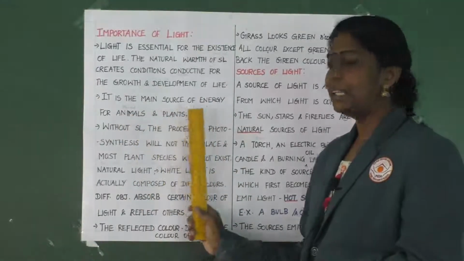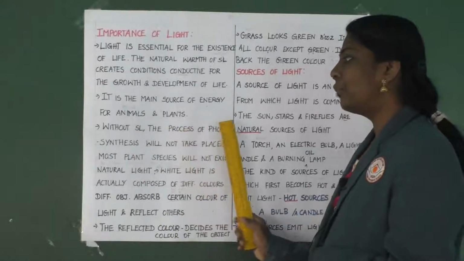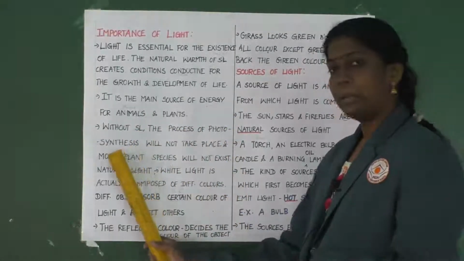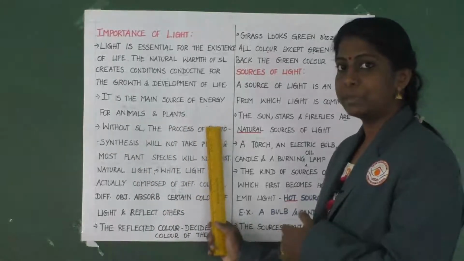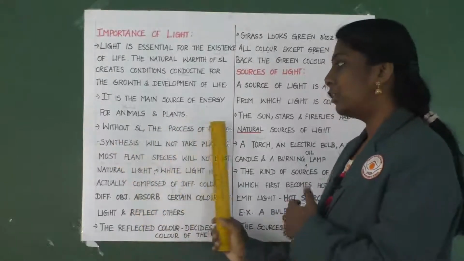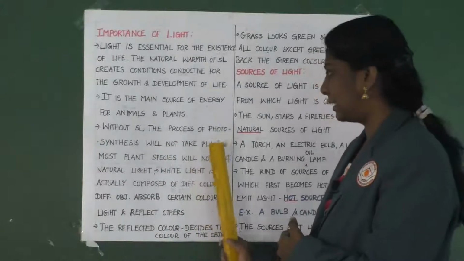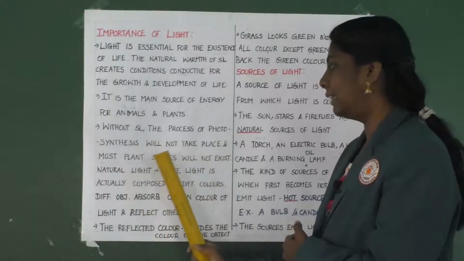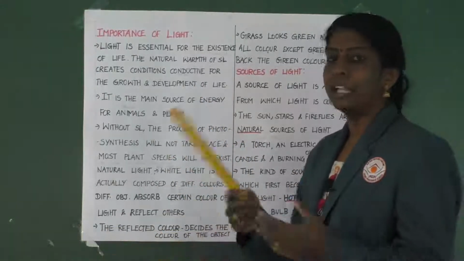For animals and plants. Then without sunlight, the process of photosynthesis. What do you mean by photosynthesis? Plants prepare food by a process said to be photosynthesis. So without sunlight, the process of photosynthesis will not take place. Is it not? Yes. And then most plant species will not exist. So without food, they won't exist.